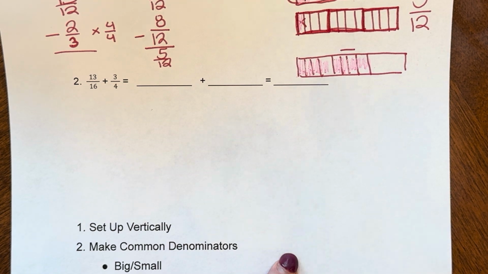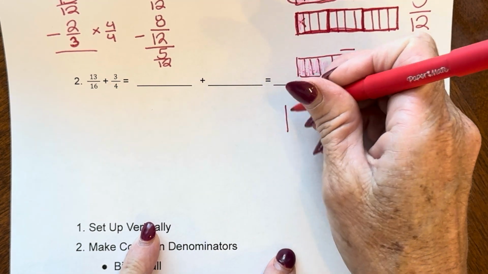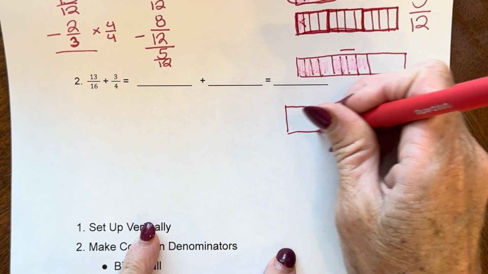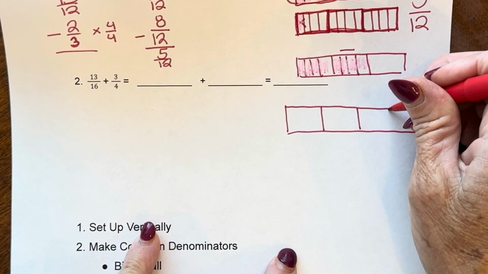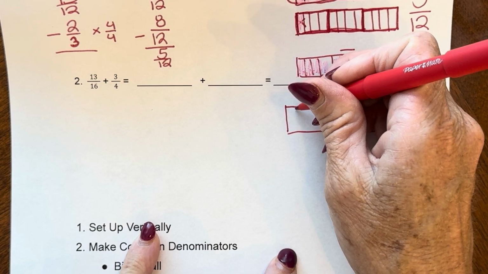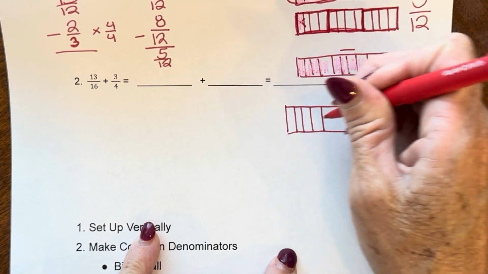Okay, so what does this actually look like? Well, the 16 means I'm going to cut it into 16 pieces. So I'm going to start like that, and then I'll cut these.